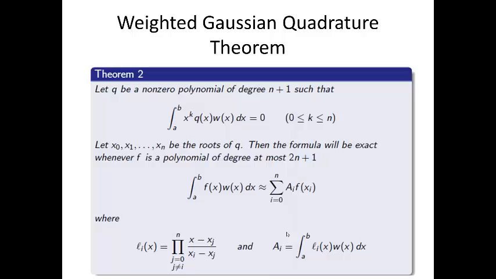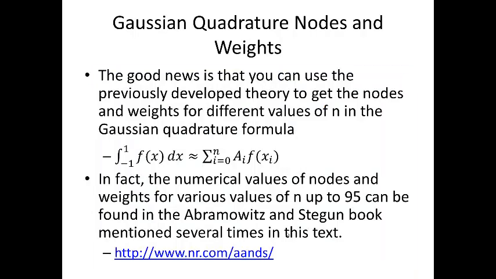And again, this is basically constructive as to how to go about deriving these Gaussian quadrature nodes. This is the theorem, and it's something that you'll just have to memorize for the test. The good news is that you don't have to memorize it for the test, and also that you can use this previously developed theory to get the nodes and weights for different values of n in the quadrature formula. The integral from minus 1 to 1 f of x dx is approximated by the sum of the weights a sub i times the function evaluated at the nodes.